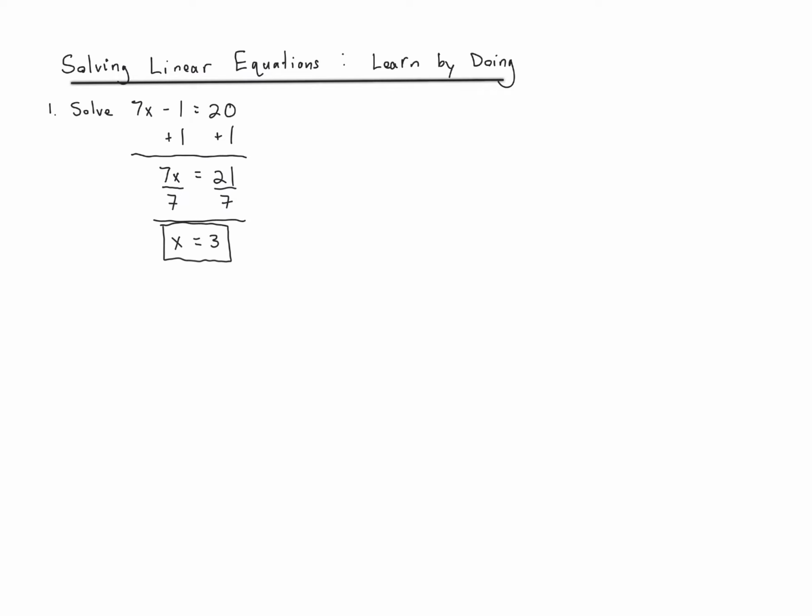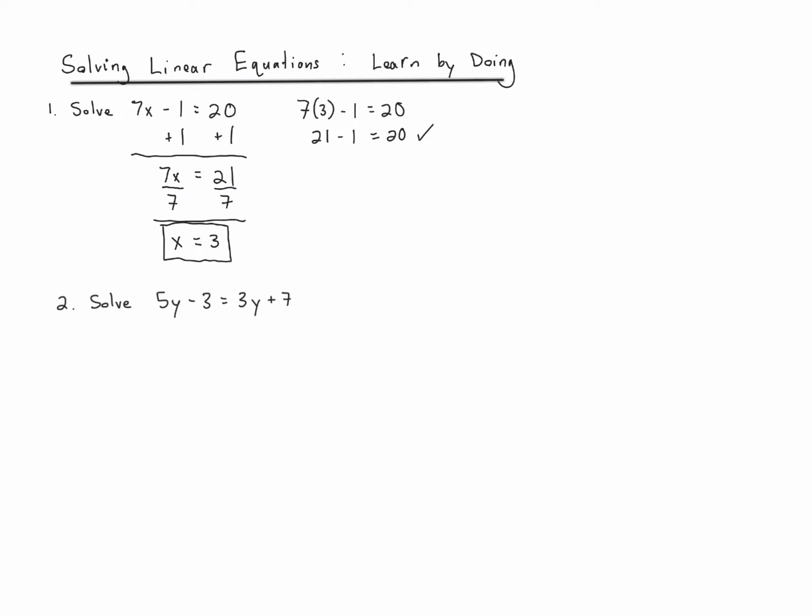If we want to check to see if it's correct, we can substitute that into the original equation. So we've got 7 times x, but we know that x is 3. So 7 times 3 minus 1 equals 20. We want to check and see if this is correct. 7 times 3 is 21. And we do know that 21 minus 1 is 20, so it checks out, and we know that 3 is our solution. Let's move on to the next problem.